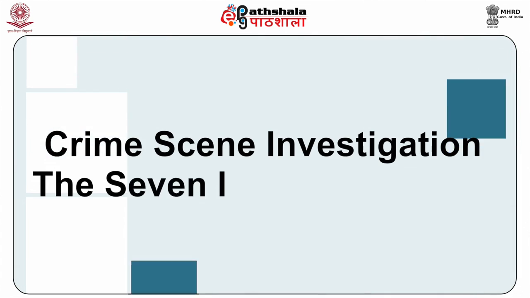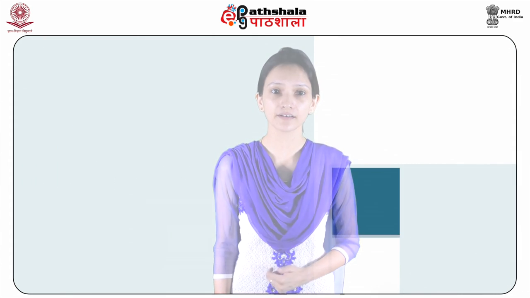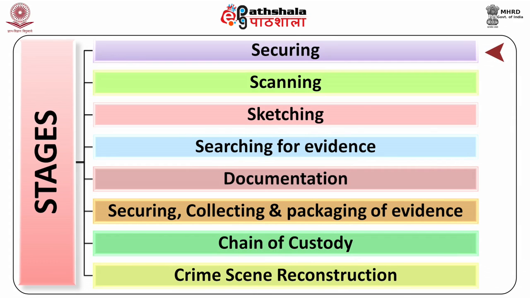Crime scene investigation, the seven important stages. The stages of crime scene examination are, first, securing the crime scene. Second, scanning the scene. Third, sketching the scene. Fourth, searching for physical evidences. Fifth, documentation of crime scene. Sixth, securing, collection and packaging of evidences. Seventh is chain of custody. And eighth is crime scene reconstruction. Now, let us understand these stages in detail.